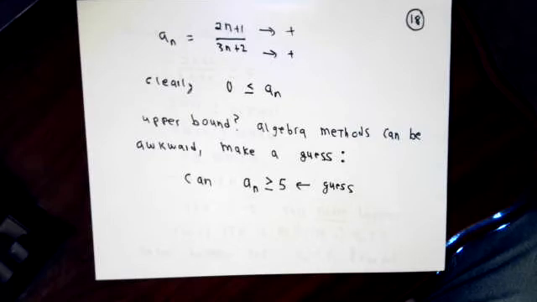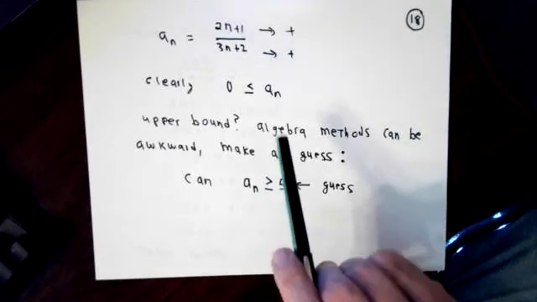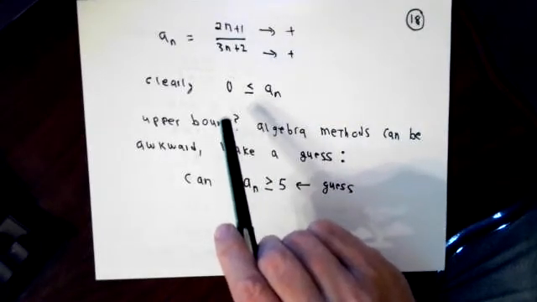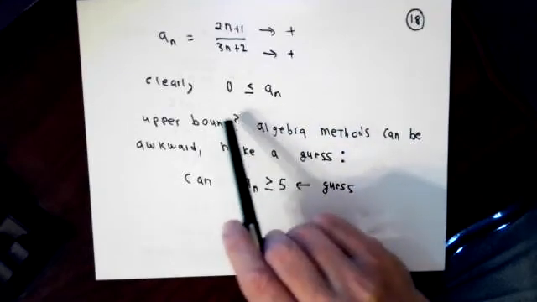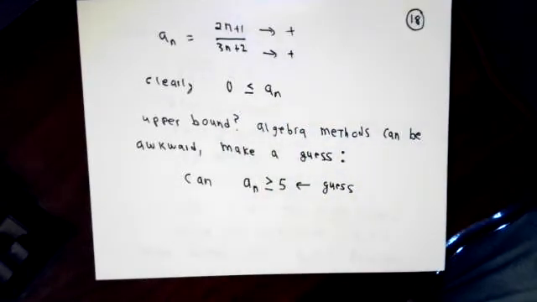If I want to do calculation type things, looking at the sequence that we'd looked at previously, 2n plus 1 over 3n plus 2, if n is at least 1, then obviously both the top and the bottom of that fraction are positive. The ratio is obviously positive. It is impossible for 0 to be bigger than an. So we automatically have a lower bound. The upper bound is less clear.